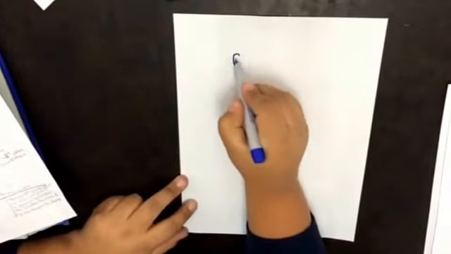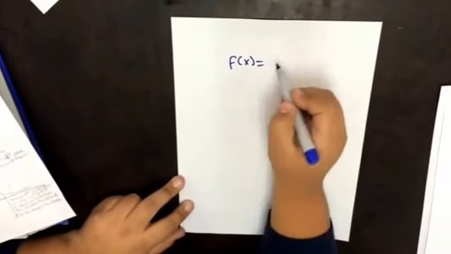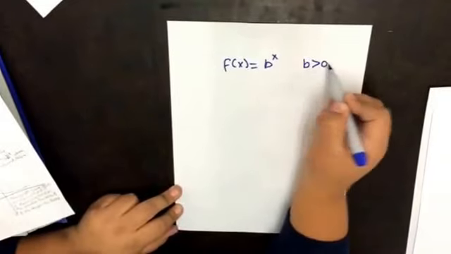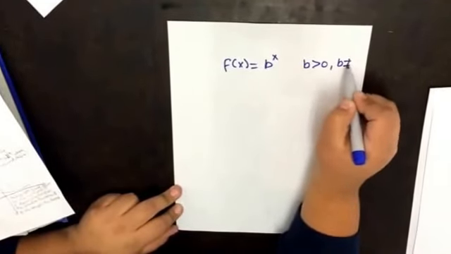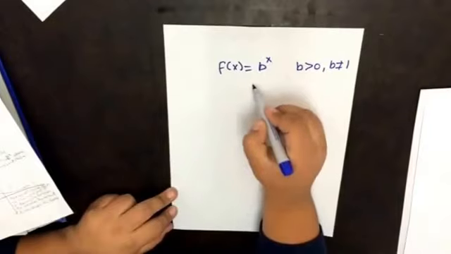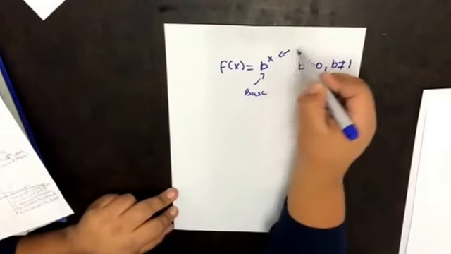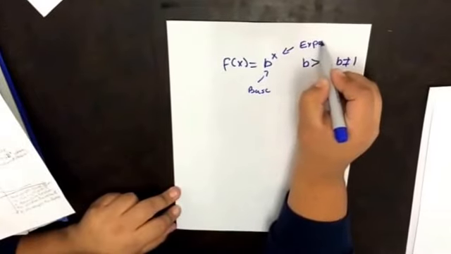So an exponential function is a function with a variable as an exponent. So if we have f of x equals b to the x, b has to be greater than 0, and it cannot be equal to 1. The b is your base, and the x is your exponent.